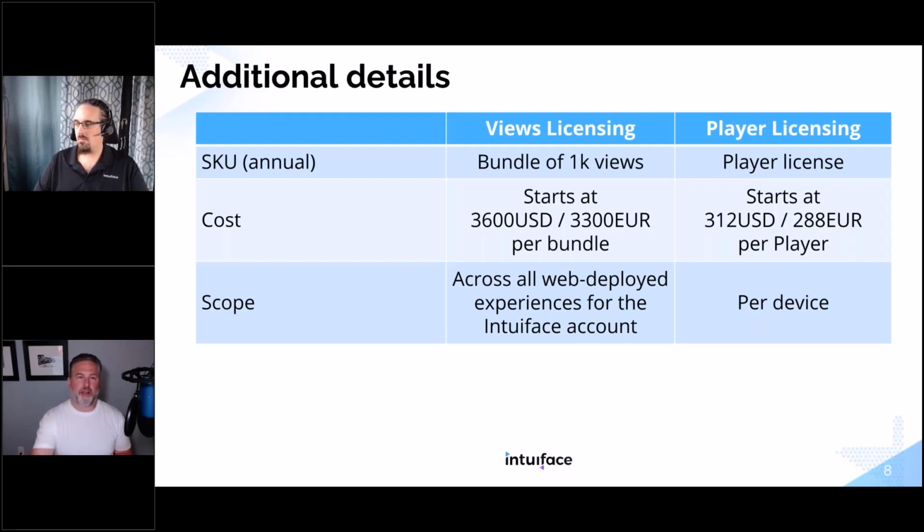On player licensing, just like when it's running locally on a device, it's per device. Every device running a player license experience in a browser or as a progressive web app has taken a license. So every device will have its own license. You can think of those licenses as coming and going. If a player license is released, and we'll talk about that, it's back in the pool, and somebody else can take it. Whereas a view, once it's gone for the month, you cannot replenish during that month unless you buy more. The player licenses kind of float. They can come and go from a device as needed. Views licenses are just gobbled up for the month and then reset in the new calendar month.